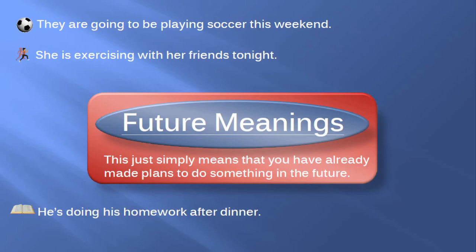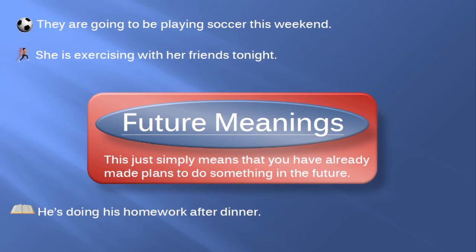Future meanings. Yes, we can use the present continuous for something that we will be doing in the future. It just means that we have already made plans to do it at some time in the future. So here we have, they are going to be playing soccer this weekend. We normally use going to as one of the most common phrases for making plans for the future. So I guess they will be playing soccer this weekend unless the weather stops them from playing or something else.